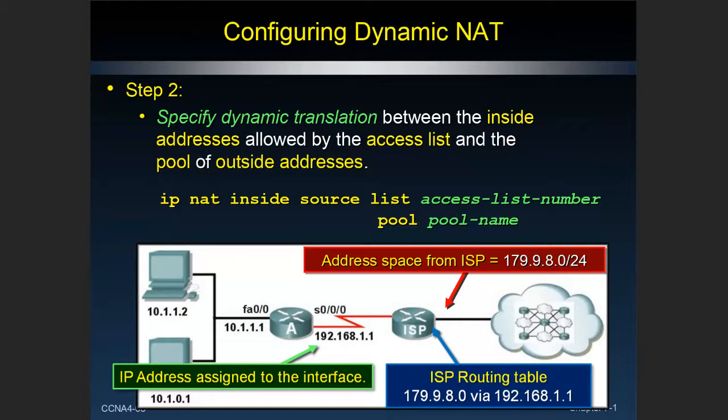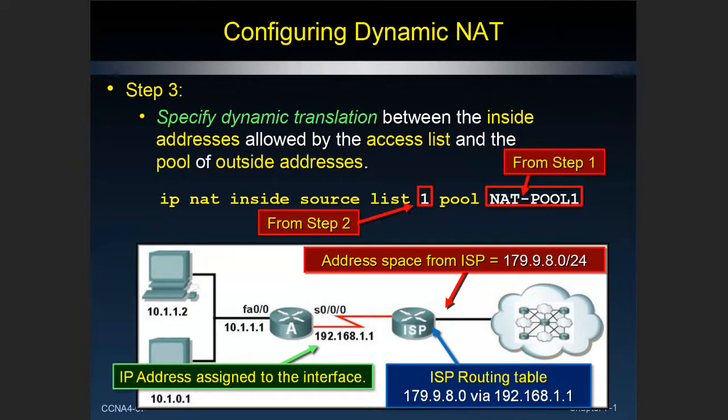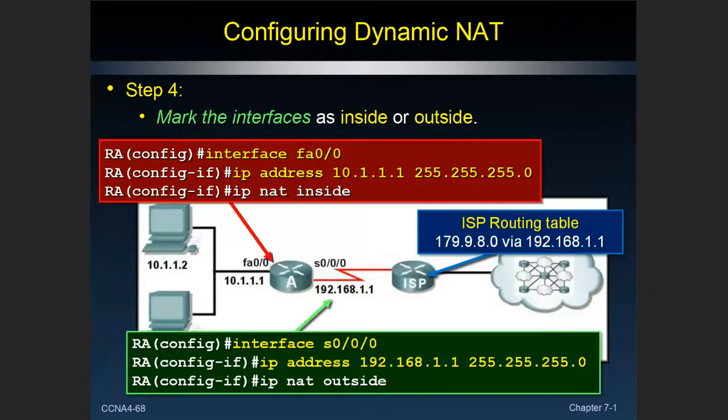Then we're going to specify dynamic translation between the inside addresses and outside addresses with this syntax here. Let me see, is he giving us an example? Here we go. IP NAT inside source list, access control list number 1, the pool, NAT pool from step 1. Now we define that that list is to be matched according to the access control list and according to those 6 addresses that we were just given by our internet service provider.